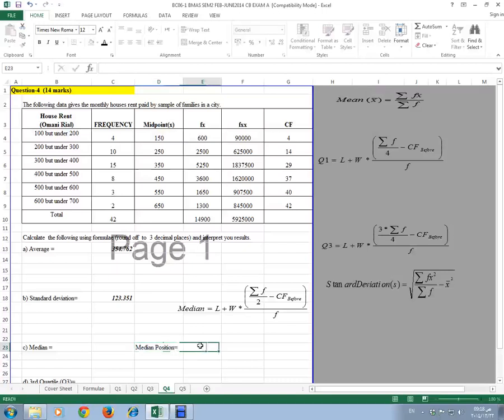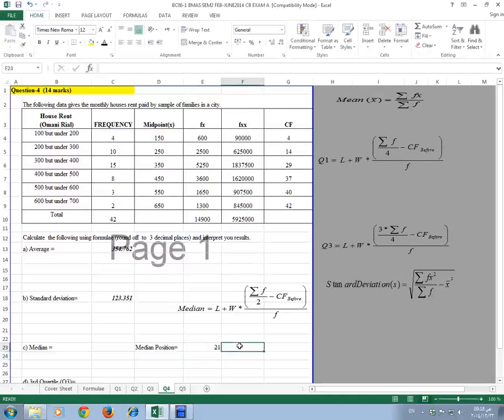The median position is very clear. It is sigma f divided by 2. Sigma f is 42, then we can write equal. It is up to you, you can write 42 or click 42, divide by 2, and it will give me 21. So this is the position of the median.